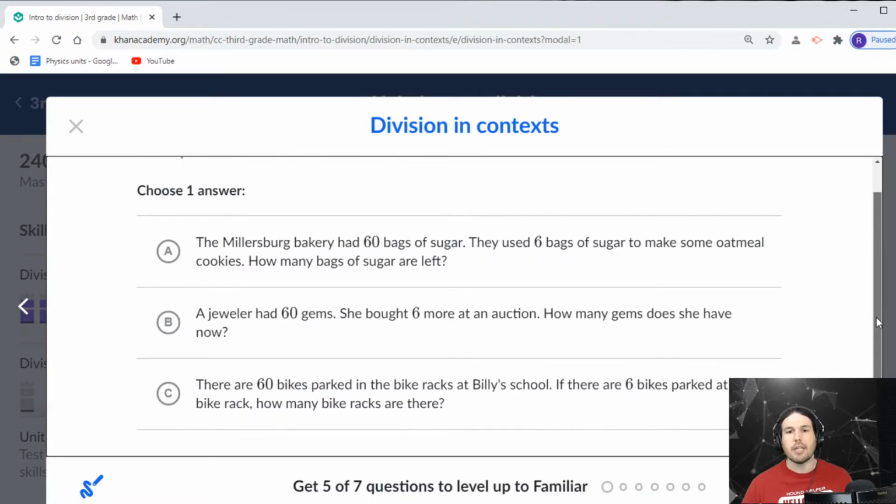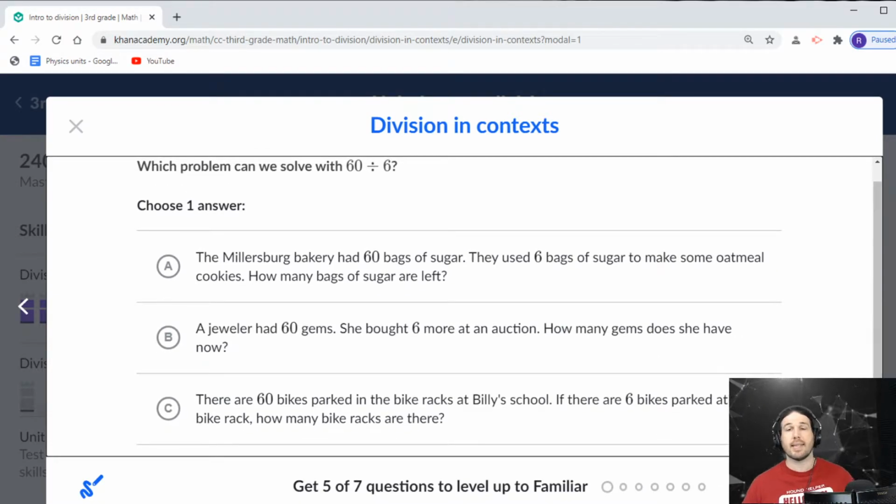Let's take a look at each of these sentences and find out, is this division? Is this 60 divided by 6? The Millersburg Bakery had 60 bags of sugar. They used 6 bags of sugar to make some oatmeal cookies. How many bags of sugar are left? Well, to solve that problem, I would take the 60 bags of sugar and subtract 6 to get 54. So A is not correct.